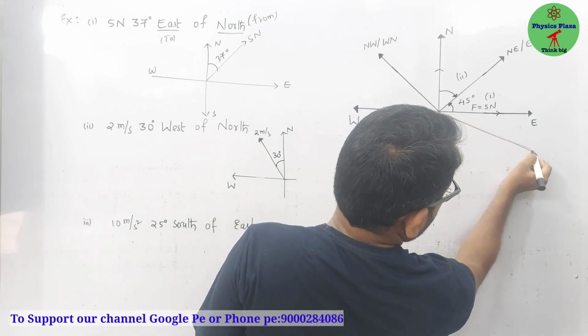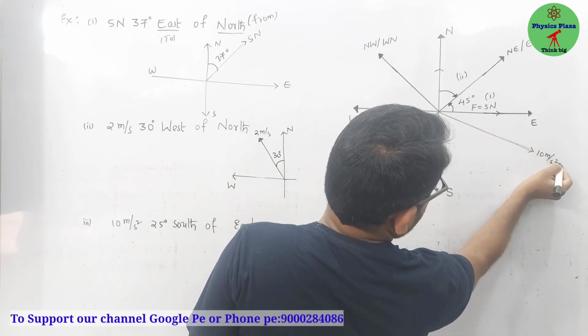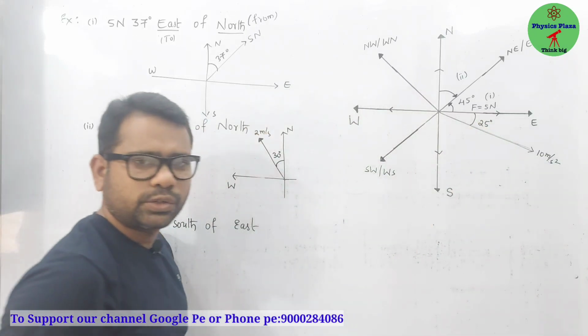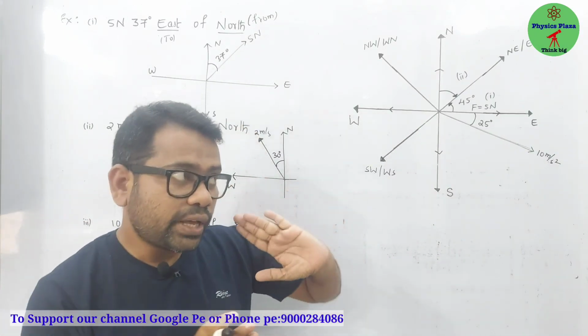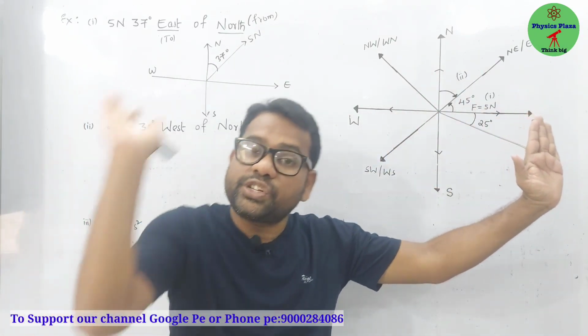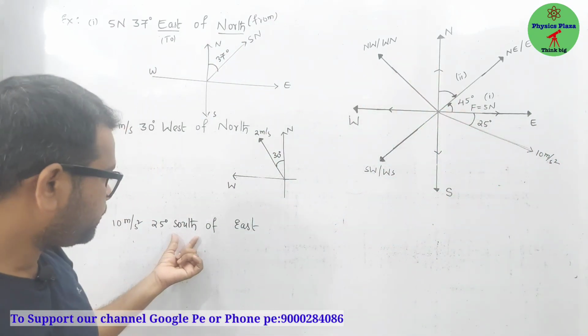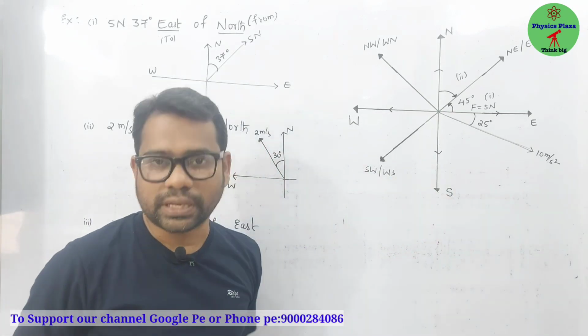Just wait. So this is 10 meter per second square. This is 25 degrees. Children, it is as simple as that. Don't get confused. To which direction it is moving should come first. Then second, from which direction it is coming, that should come second. Is that clear?